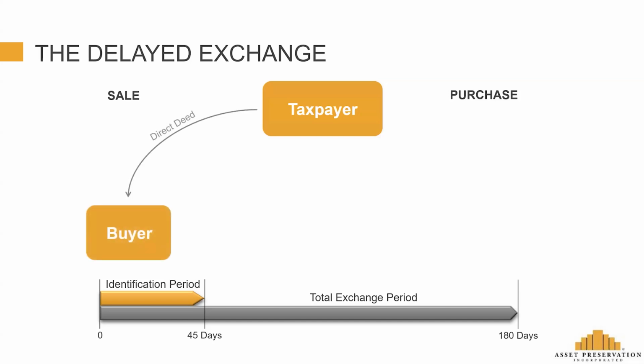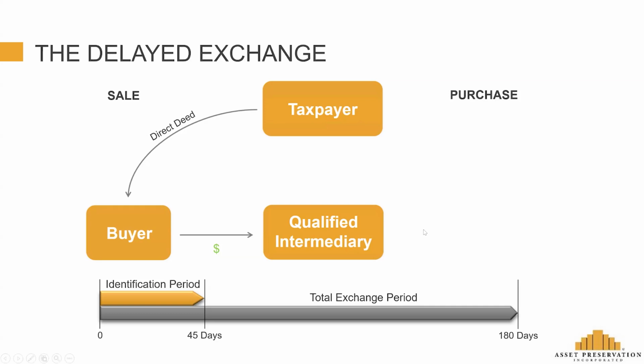Now, the property is sold to the buyer, and the buyer, this is what's key, gives the money to the qualified intermediary. The qualified intermediary is the seller. So this is what we call day zero of a 1031 exchange. Then you have 45 calendar days to identify property. And on the next slide, I'll go into more detail. So you identify something, you get it under contract.